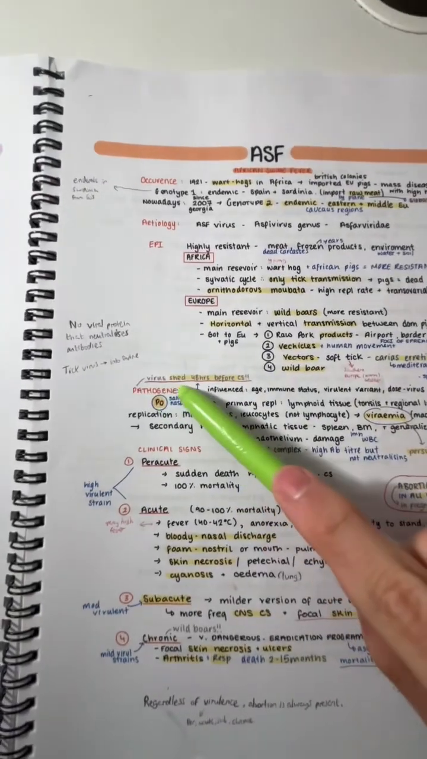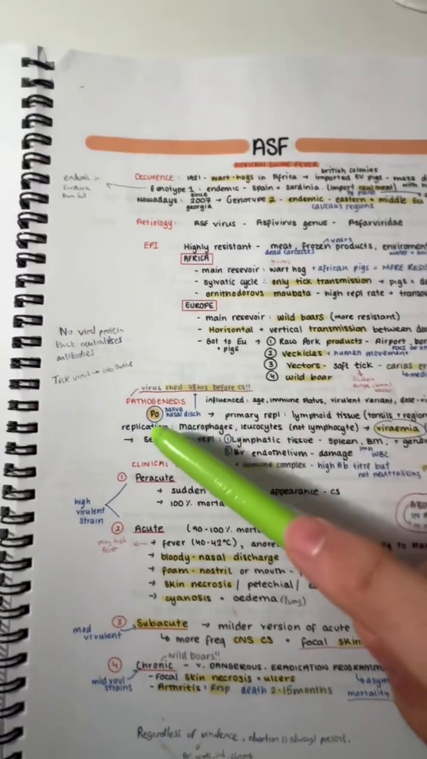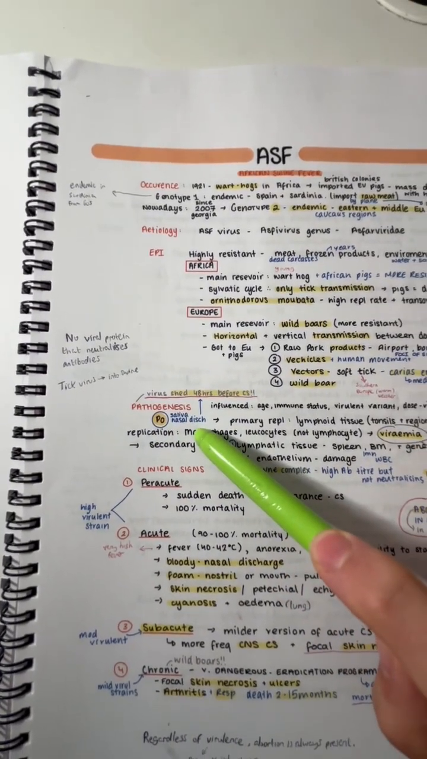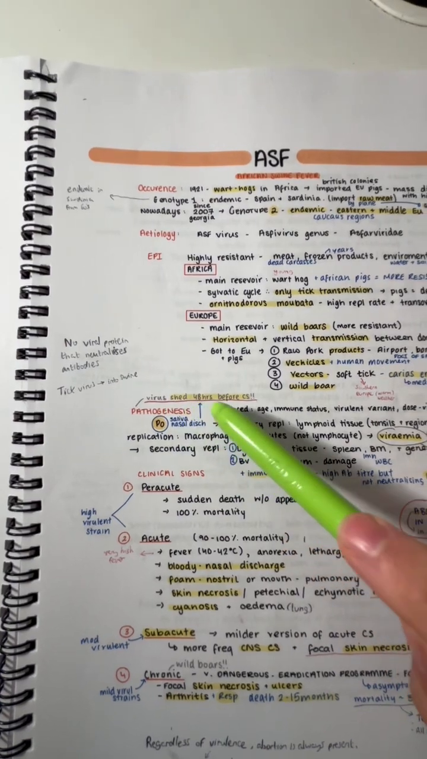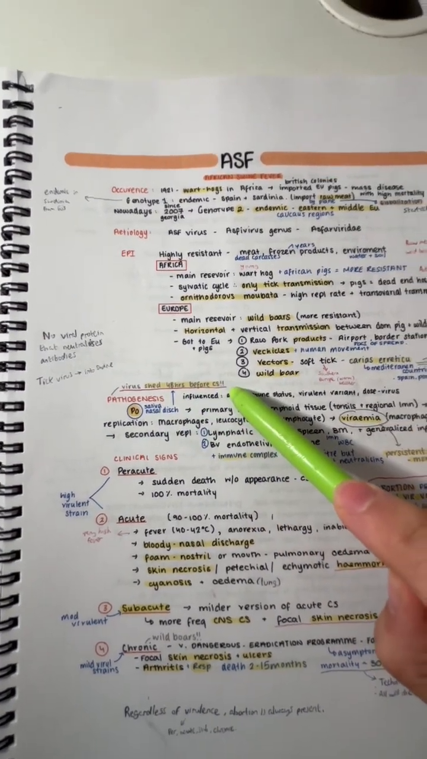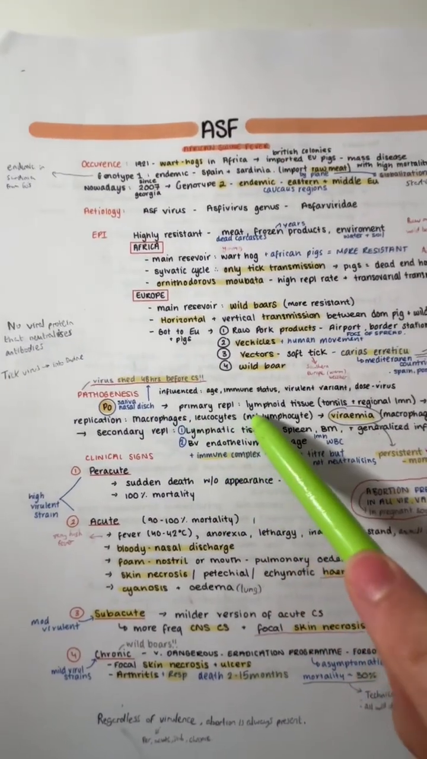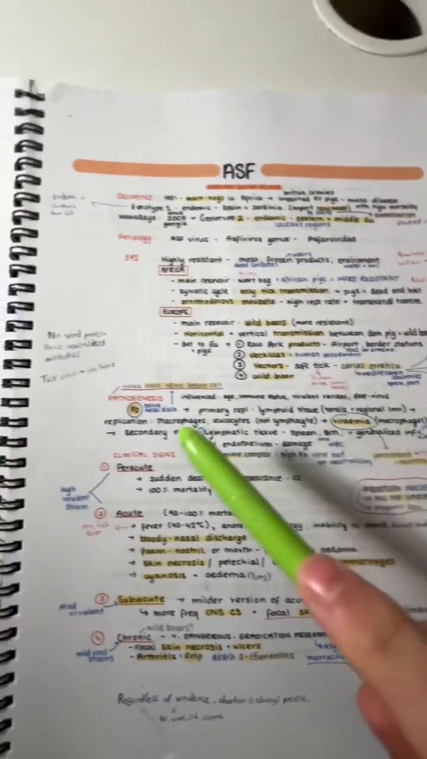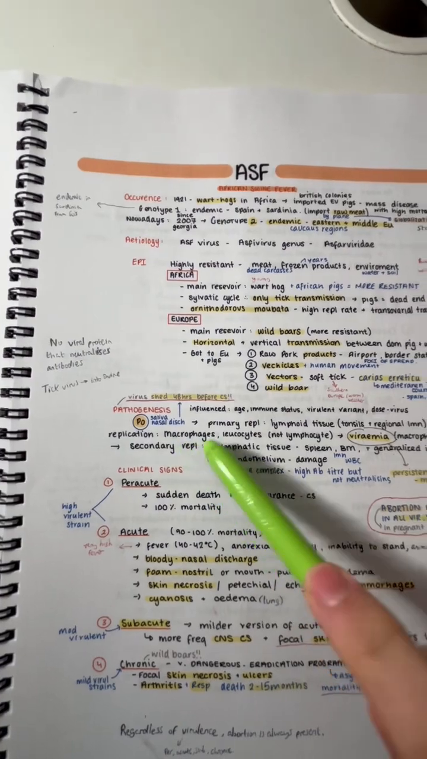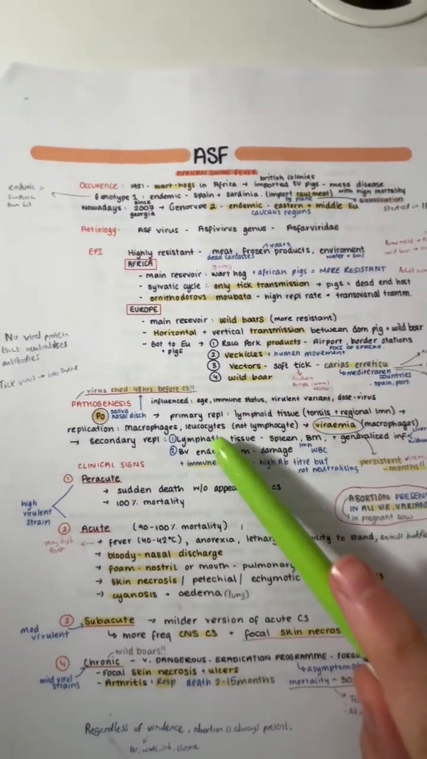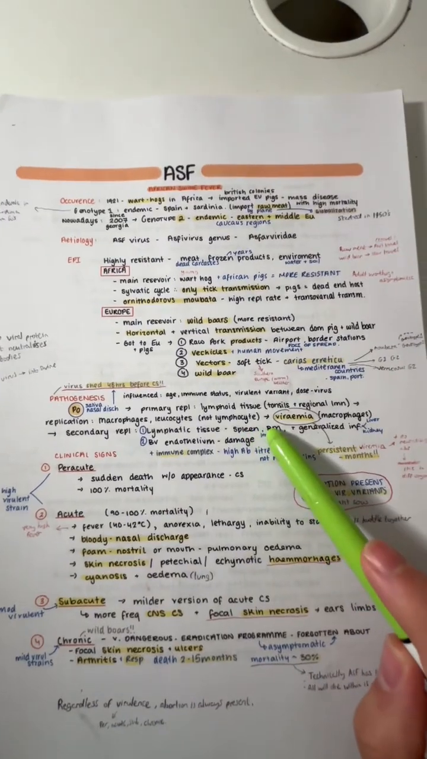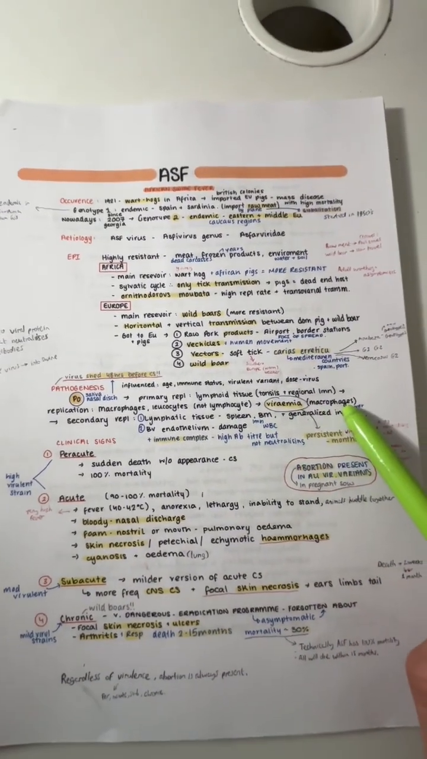So the pathogenesis of the disease. The virus enters the body orally through saliva and nasal discharge, and the virus is shed 48 hours before clinical signs are shown. The primary replication happens in the lymphoid tissue in the tonsils and the regional lymph nodes. This leads to a replication in the macrophages and leukocytes, but it doesn't occur in the lymphocytes. Then a viremia occurs in the macrophages.